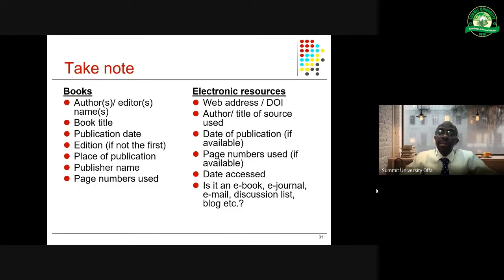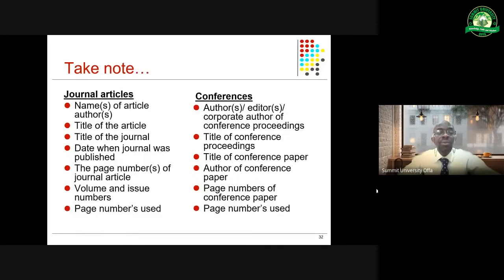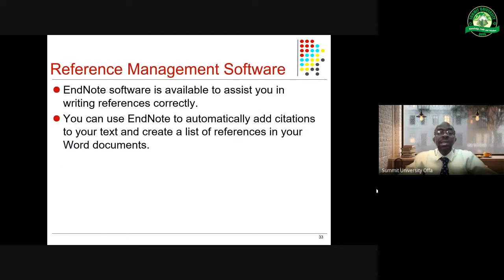So most of the information here, or most of the parameters we have here, we have to fill them in that template. For journal articles, don't forget you need the names of article authors, the title of the article, title of the journal, date when journal was published, the page number of the journal, the volume, and the page number used. And then conference papers also the same thing.